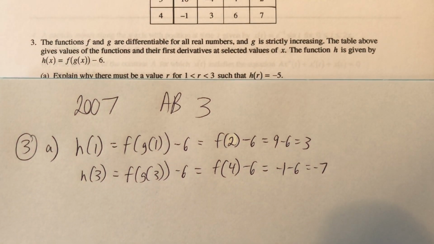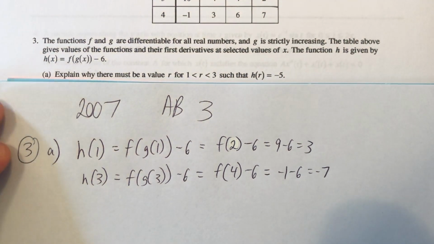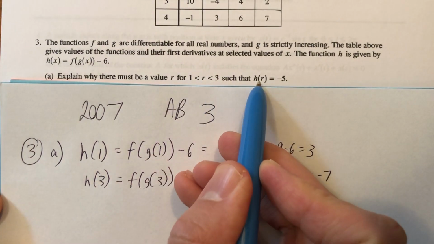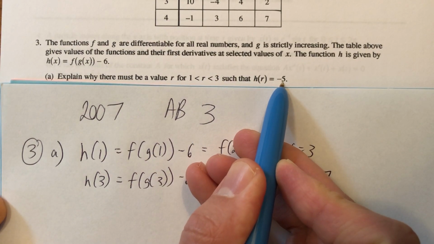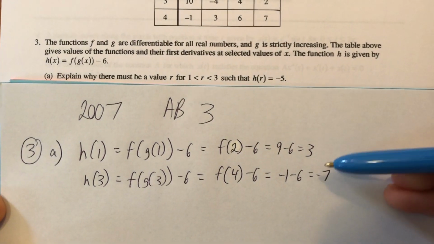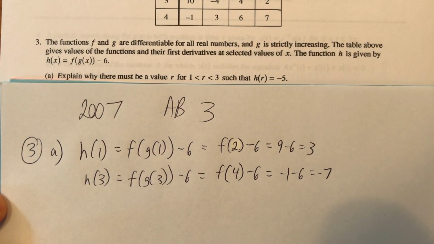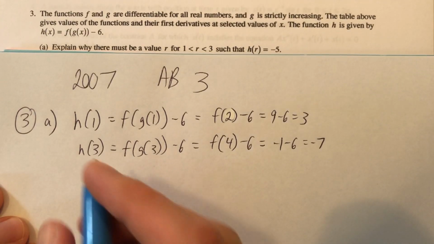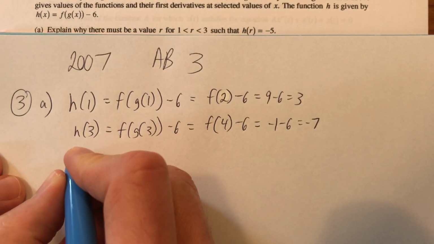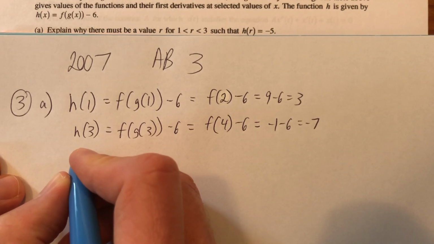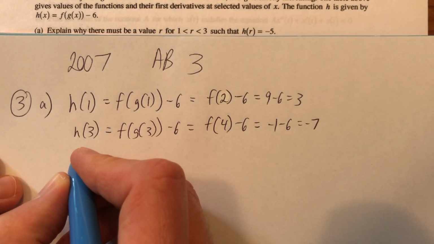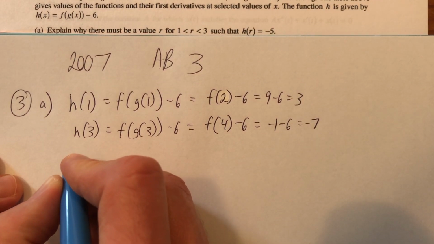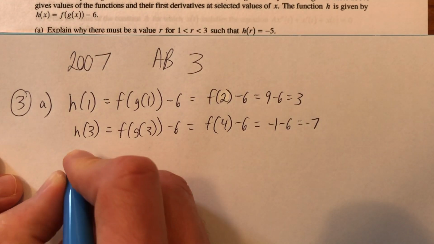So basically what they're saying is, explain why there must be some x value between 1 and 3 such that h of x is -5. Okay, well, -5 is between these two. So let's do it. And let's just jump right in with an explanation using the intermediate value theorem, which we have practiced. So let's see. How can I word this? If I word it exactly like I did, it was a little clunky. I put because of the intermediate value theorem, but we'll go with that. May as well.